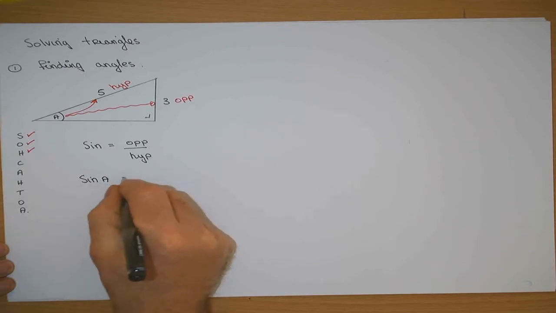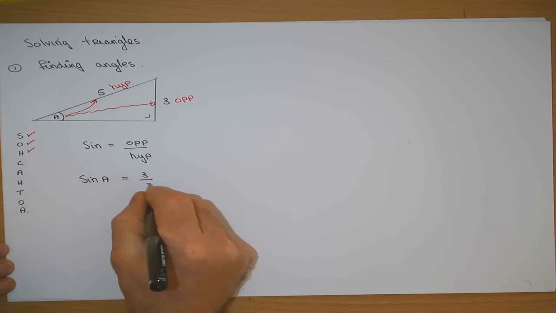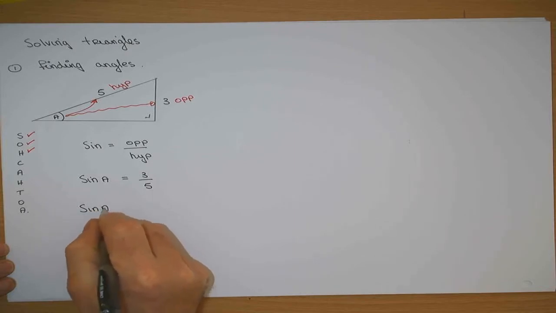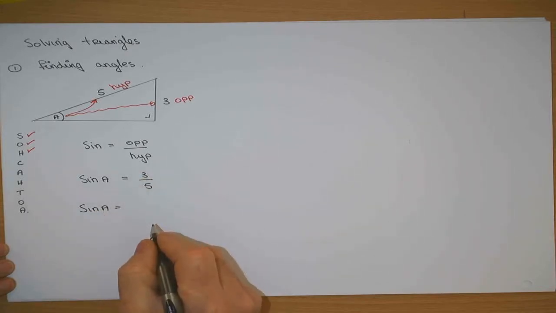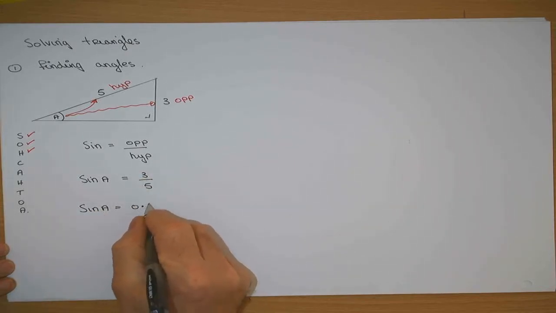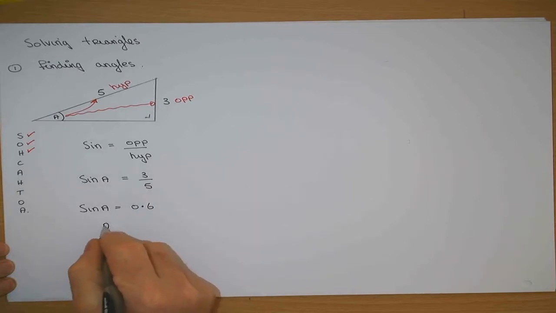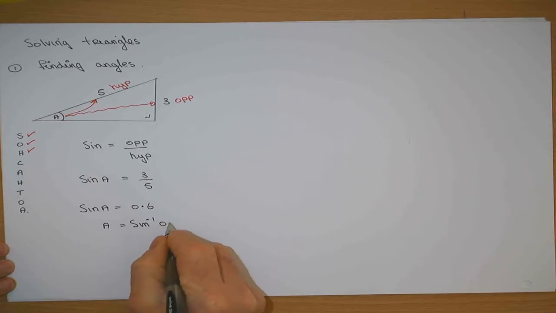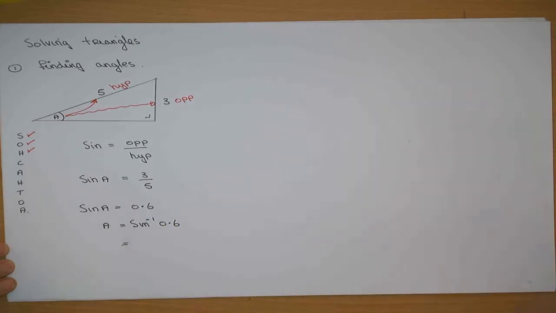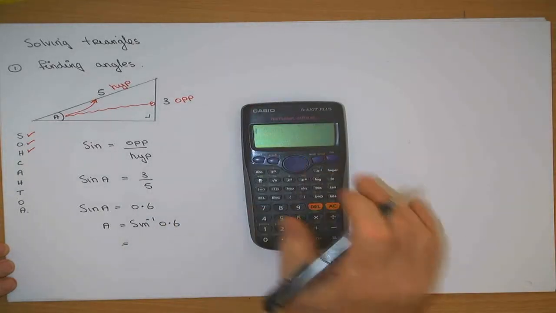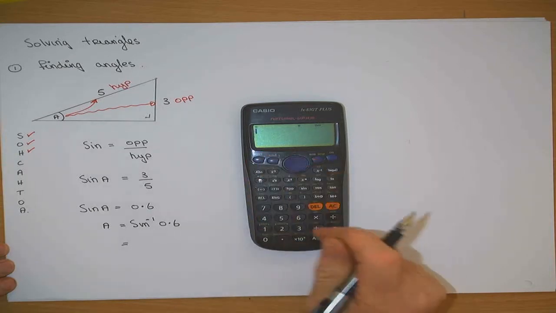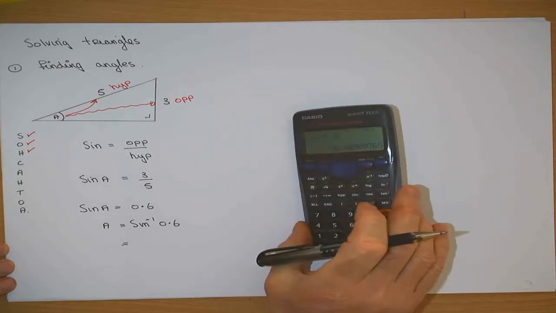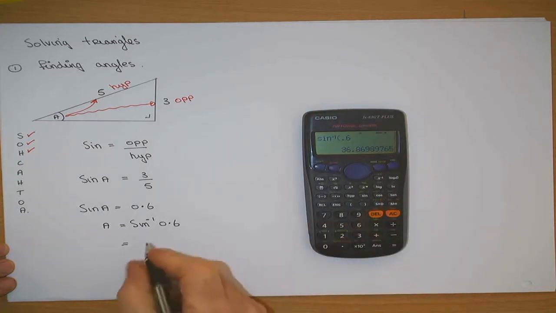A is equal to the opposite divided by the hypotenuse. The sine of the angle A, that is a fraction. I put it into a decimal, 0.6. To get A then, A is the sine inverse of 0.6. So you go to your calculator, you hit the shift button, sine 0.6, and it will give you 36.87 degrees.